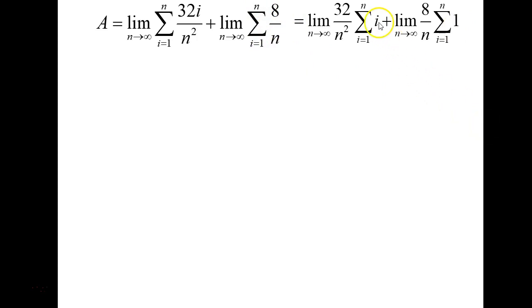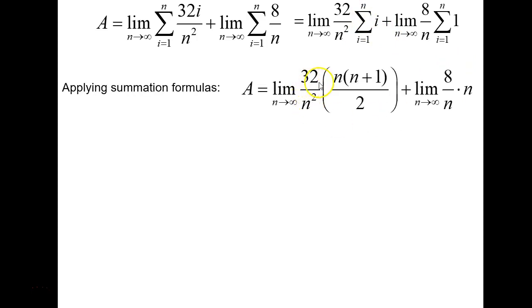What is the formula for just i? That was n times n plus 1 over 2, times the 32 over n squared that was in front. The summation for 1, that's a constant, so it'd be 1n, which is just n. So we have 8 over n times n. Clean that up a little bit.